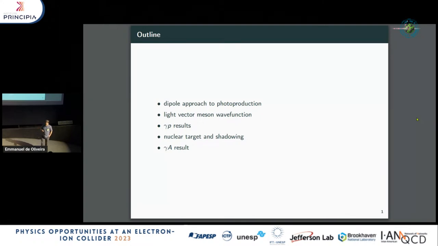So this is a brief summary of what I'm going to talk about. We are going to use the dipole approach to photoproduction, of course, as well as to electroproduction. And then we are going to have a look at these wave functions. And this is enough to produce nice gamma p results, okay? But then if you want to move to a nuclear target, then we have to take into account shadowing. And I'll talk a little bit about that as well.